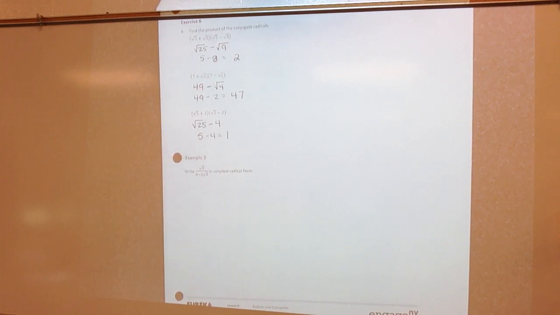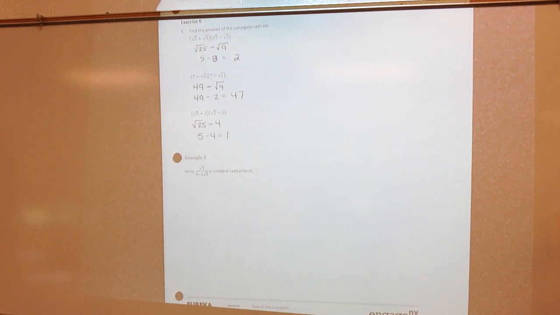Look at example number 3. Now we're going to see how division by a radical can be reduced to division by an integer by multiplication. It says write the square root of 3 divided by 5 minus 2 square root of 3 in simplest radical form.